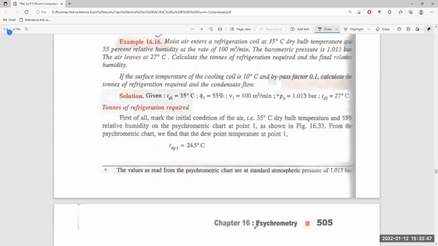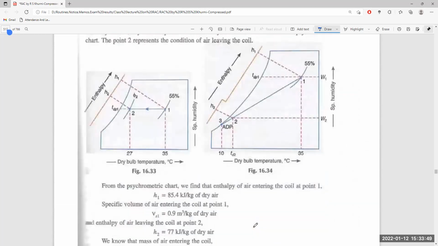How do you do it? Take 35 degrees dry bulb temperature. This is the point we are finding. Make a vertical line which will intersect at 55% relative humidity here. Same here, at 35, draw a vertical and intersect at 55% relative humidity.